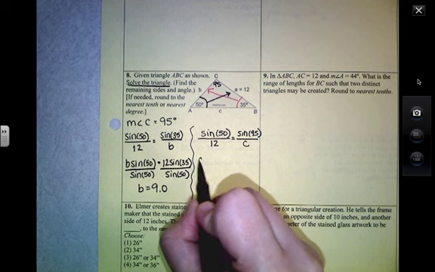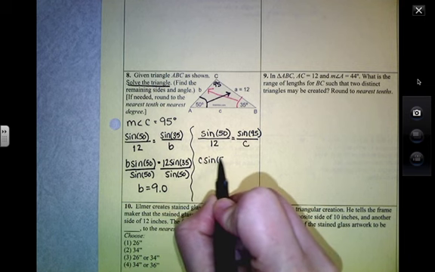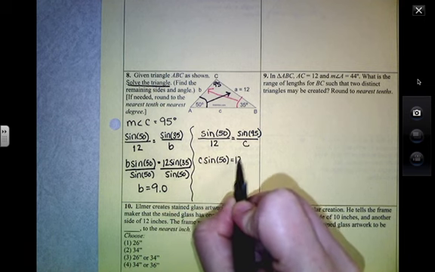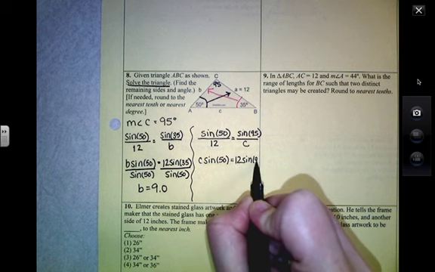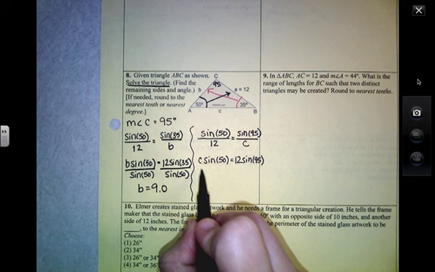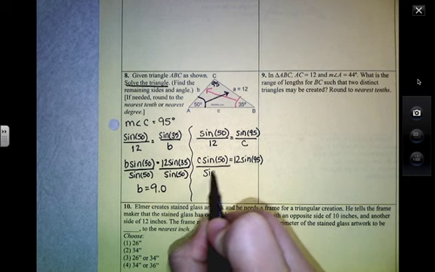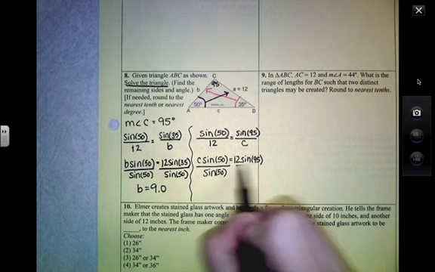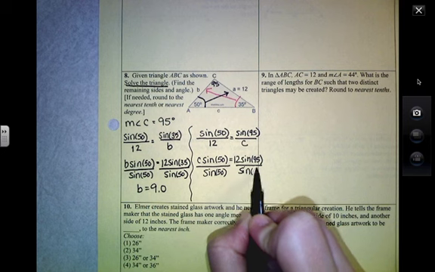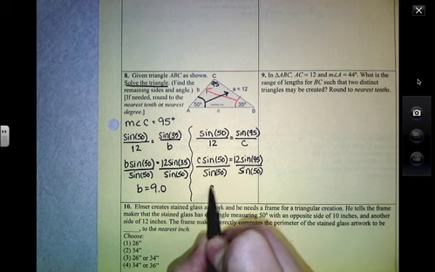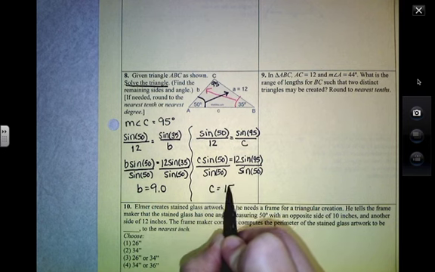And then we can go ahead again. Same exact process. You're going to see as you do this, it turns out to be a very similar process every single time. So C times the sine of 50 is equal to 12 times the sine of 95, and divide by the sine of 50. And my answer was 15.6.